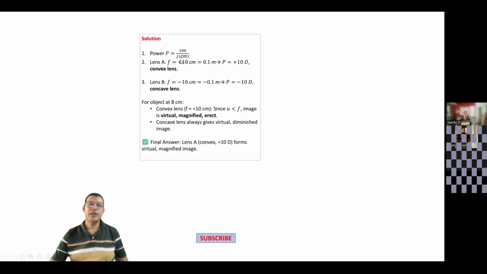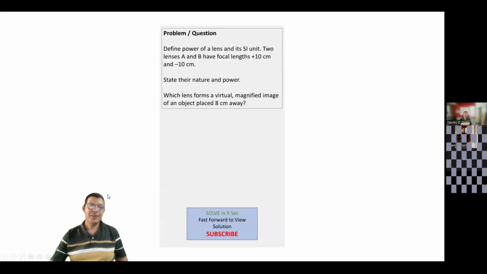You have two lenses, A and B, with focal lengths 10 centimeters and minus 10 centimeters. State their nature and power, both of them. Which lens forms a virtual magnified image of an object placed 8 centimeters away?